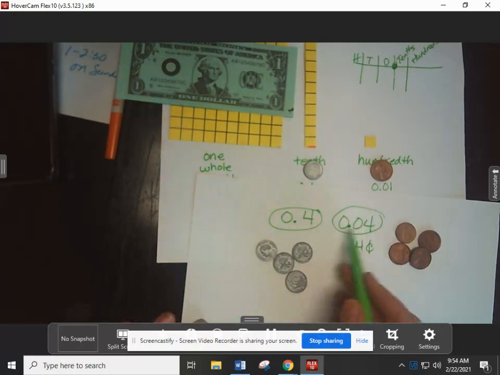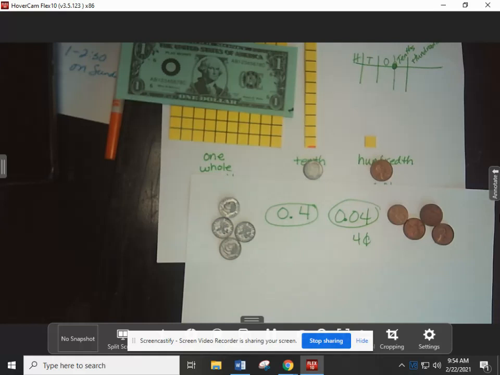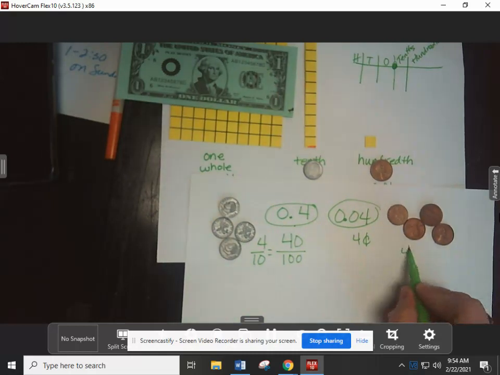Who thinks that they can tell me about a fraction? How to write fractions for these? For the dimes and for the pennies. I have decimals, but how do I write them as fractions? Luke's going to be brave. Tell me, sir. That one could be 40 hundredths or 4 tenths. Because they are equivalent. 4 dimes makes 40 cents, so they are equivalent. And then the other one could be 4 100ths.